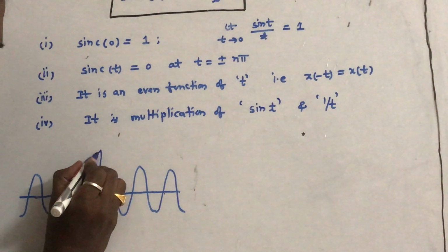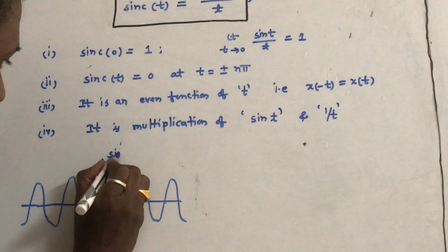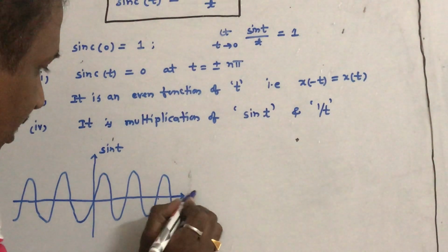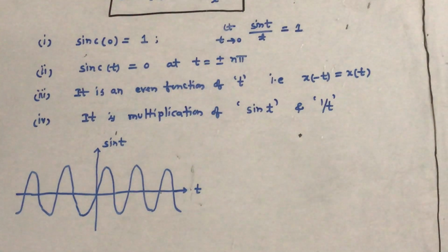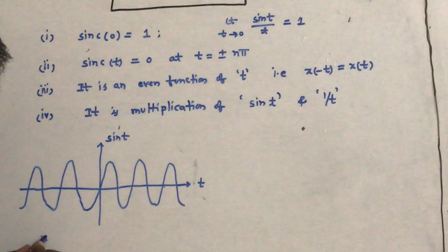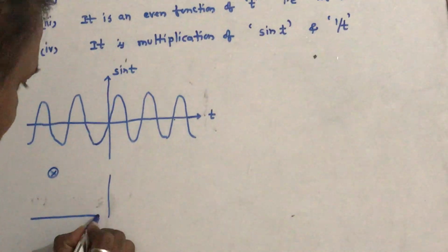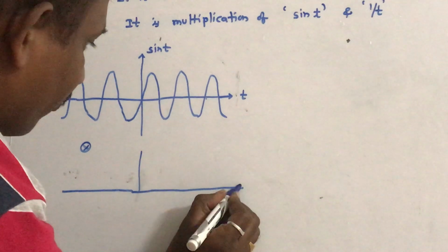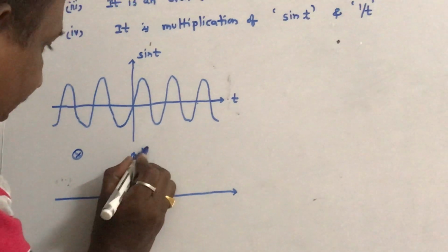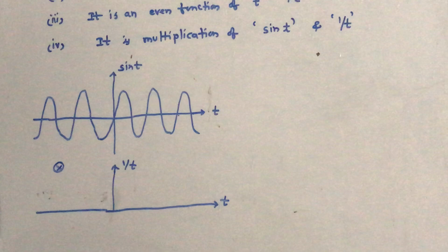Very important signal. This is the sin t graph, sin t versus t. So you are multiplying this signal with 1 by t. Remember that we are multiplying it with the 1 by t graph, so 1 by t versus t.